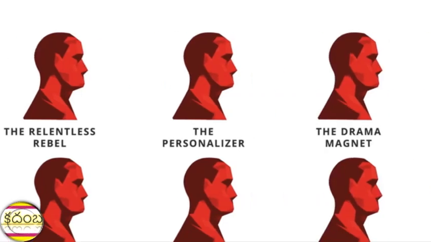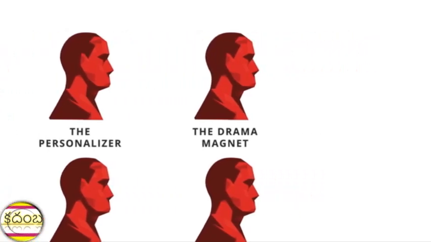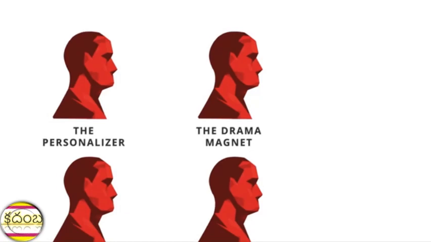The personalizer. Someone who is very sensitive and thoughtful, however, that sensitivity only goes one way, which is inward. They take everything personally. Avoid these people because they will try to make you feel guilty for something you said or did that spurred their sensitivity. The drama magnet. Someone whose only way to get attention is by surrounding themselves with drama and problems. They always find a way to become a victim in any given situation.